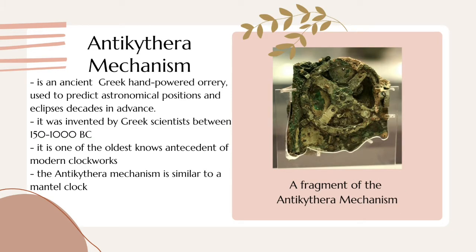Antikythera mechanism. The Antikythera mechanism is an ancient Greek hand-powered orrery used to predict astronomical positions and eclipses decades in advance. It was invented by Greek scientists between 150 to 1000 BC. It is similar to a clock in the way that the case has a circular face and hands. There is a knob on the side that makes it possible to wind forward or backward.